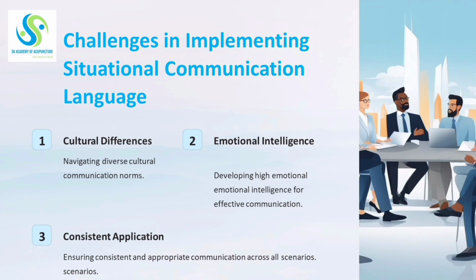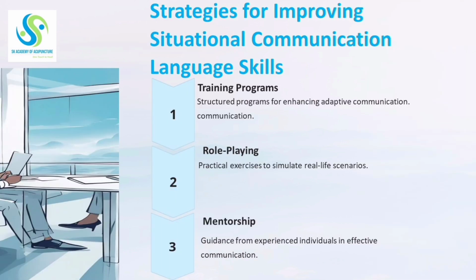So how could we improve the situational communication language skill? You have to practice active listening to understand others better. The first thing in communication is that we have to be good at listening. And we have to adapt the communication style by observing how they respond, how they adjust, and we have to adjust accordingly. And we have to seek feedback until we improve our approach. So these things could improve our situational communication language skills.